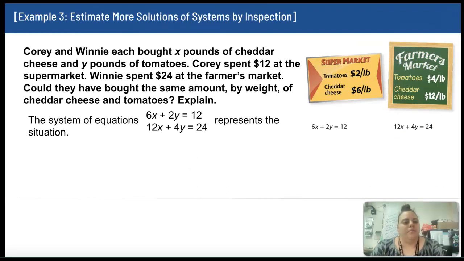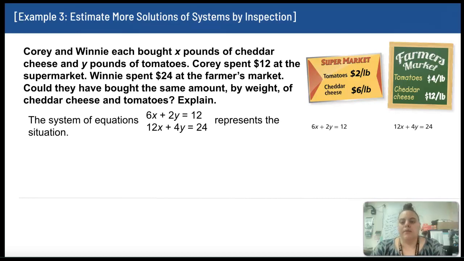Let's look at one more example. Corey and Winnie each bought X pounds of cheddar cheese and Y pounds of tomatoes. Corey spent $12 at the supermarket, and Winnie spent $24 at the farmer's market. Could they have bought the same amount by weight of cheddar cheese and tomatoes?